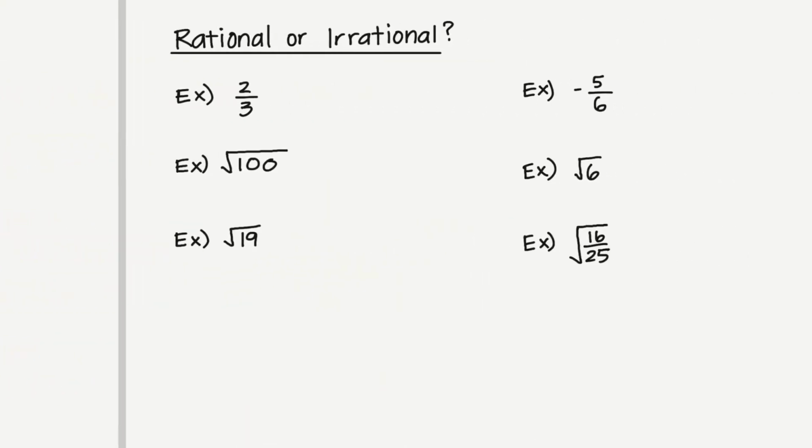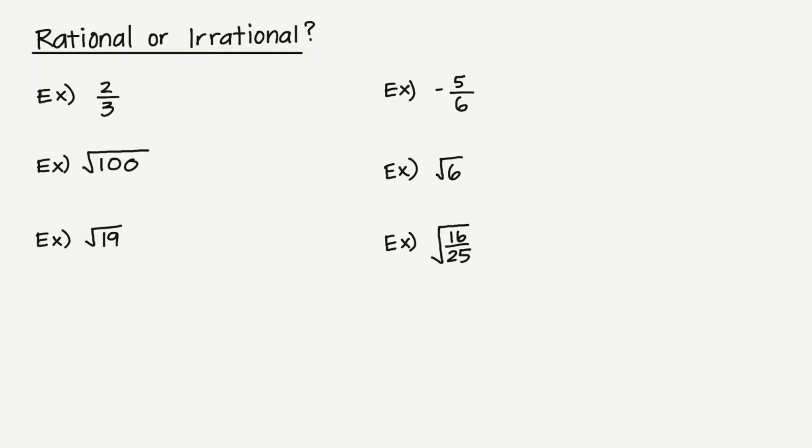So here are 6 examples, and I just want us to look at them and see if they are rational or irrational. So 2/3, obviously it's already written as a fraction, so 2/3 is going to be rational. The next is square root of 100, which is 10. 10 can be written as 10 over 1, which is a fraction, so square root of 100 is rational. Now the square root of 19 is not the square root of a perfect square, so it's going to come out pretty ugly on my calculator. So this is going to be an irrational number because that's as simplified as it can be.